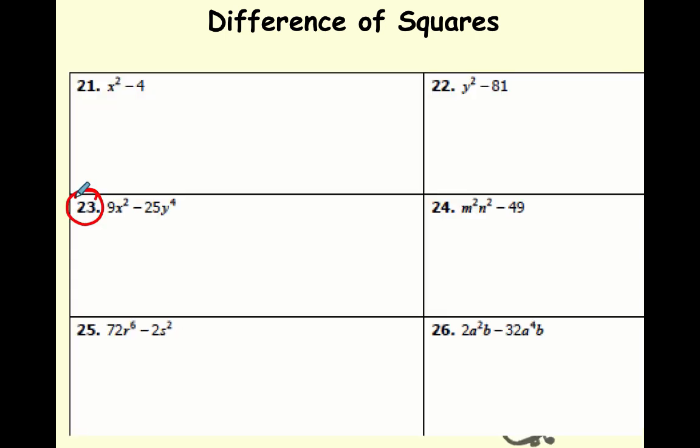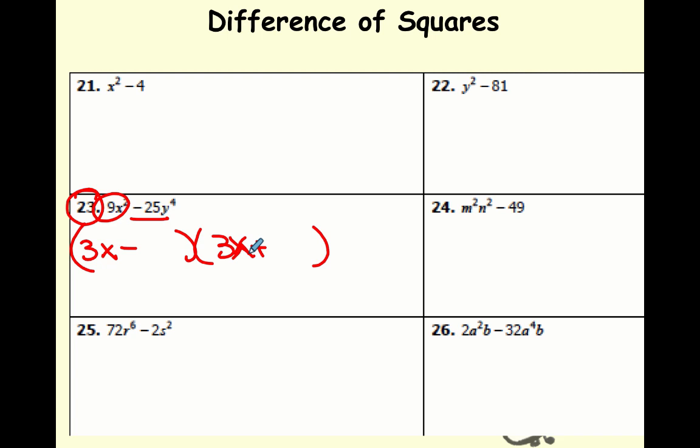So first I examine my terms, excuse me. 9 is 3 times 3, 25 is 5 times 5, x squared is x times x, and y to the 4th is y squared times y squared. So I know it's definitely a difference of squares. So what's the square root of 9? 3. What's the square root of x squared? x. So that means both factors have to have 3x in them. And now I go ahead and do a minus and a plus.